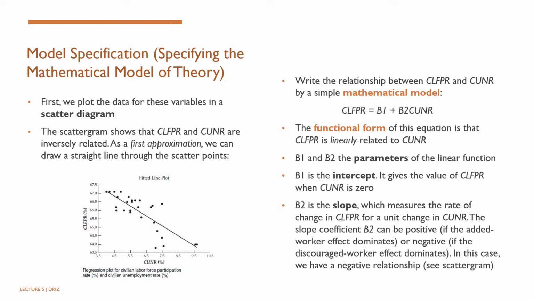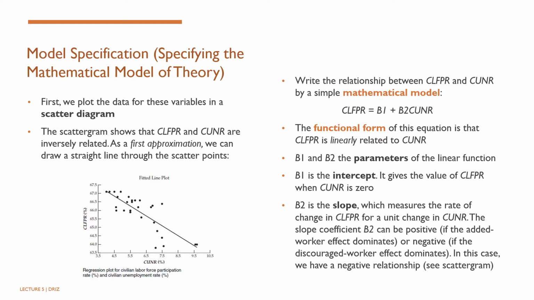As a first approximation, we can draw a straight line through the scatter points. We can then write the relationship between the two variables by the simple mathematical model, CLFPR equals B1 plus B2 CUNR. We can see that CLFPR is linearly related to CUNR.